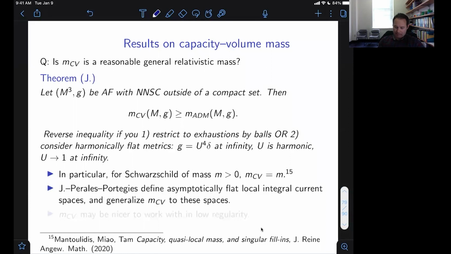Okay, so to tie this back in with some of the earlier discussion on low regularity, in the joint work with Perales and Portegies, we defined asymptotically flat local integral current spaces. So they're those same local integral current spaces, but they have to get more and more Euclidean as you go farther out at infinity. Really what we're doing is looking at bi-Lipschitz equivalence to Euclidean space. That gets better and better as you go out to infinity. And then you can generalize this capacity volume mass to those spaces. That's easy to do because you can talk about volume just by using the mass measure, and you can talk about capacity as we were defining it before, where you're minimizing the energy of Lipschitz functions.